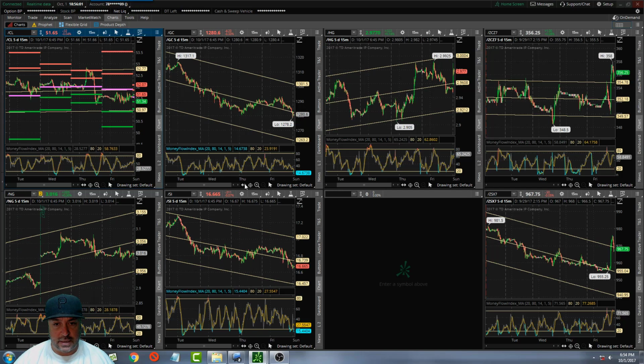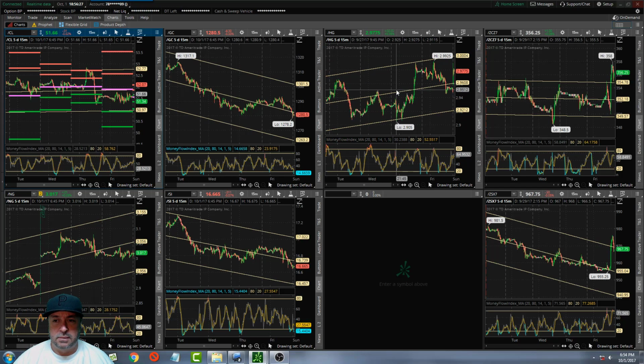I think with silver and gold, if this 1280 level breaks, I'm not going to do anything here, but if it breaks, I would definitely want to swing long at this 1260 area. So we'll see how that plays out. Copper is just in this channel nicely. We'll see if we get any fades for the week as this comes up.